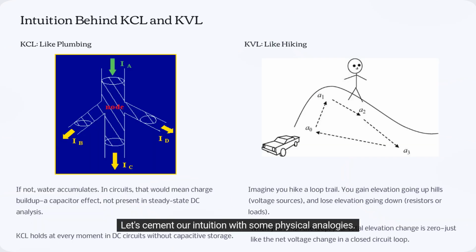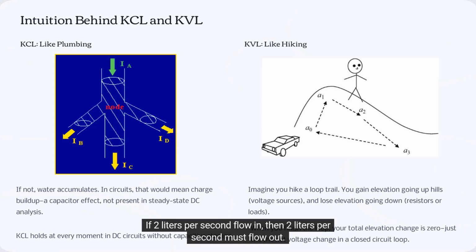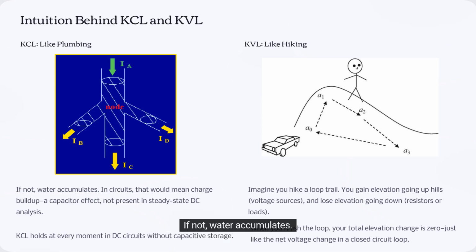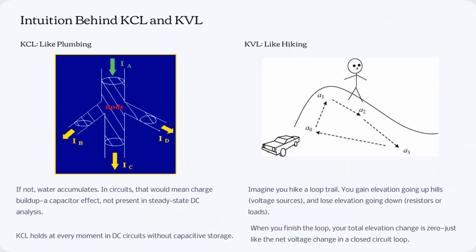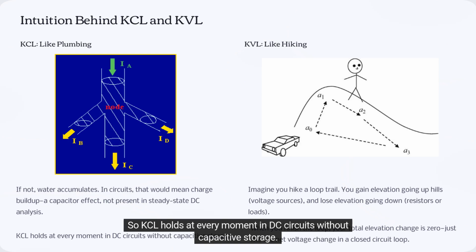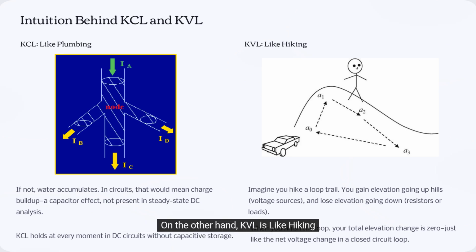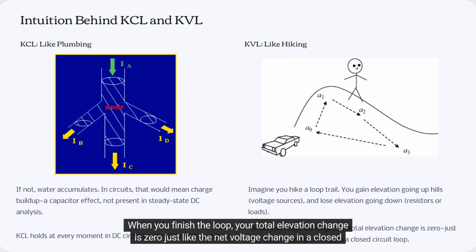Let's cement our intuition with some physical analogies. KCL is like plumbing. Picture a sink with several pipes connected. If 2 liters per second flow in, then 2 liters per second must flow out. If not, water accumulates. In circuits, that would mean charge buildup, a capacitor effect not present in steady-state DC analysis. So KCL holds at every moment in DC circuits without capacitive storage. On the other hand, KVL is like hiking. Imagine you hike a loop trail. You gain elevation going up hills and lose elevation going down. When you finish the loop, your total elevation change is zero, just like the net voltage change in a closed circuit loop.